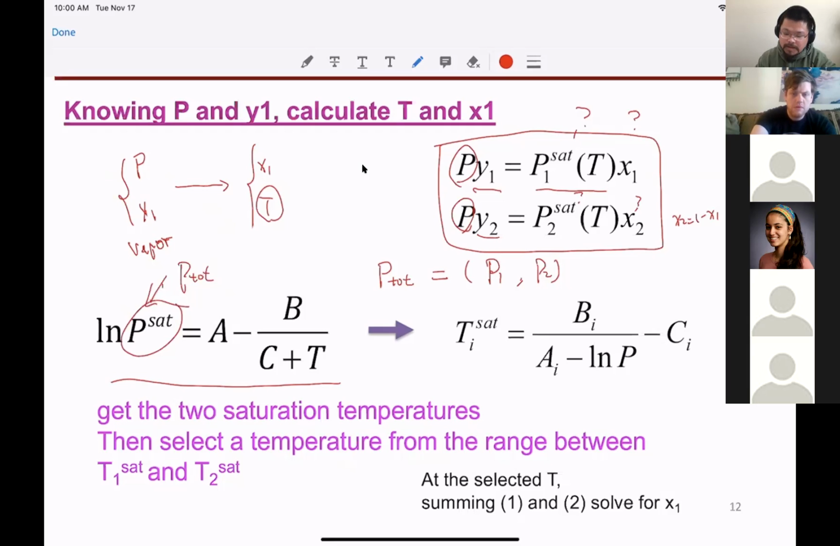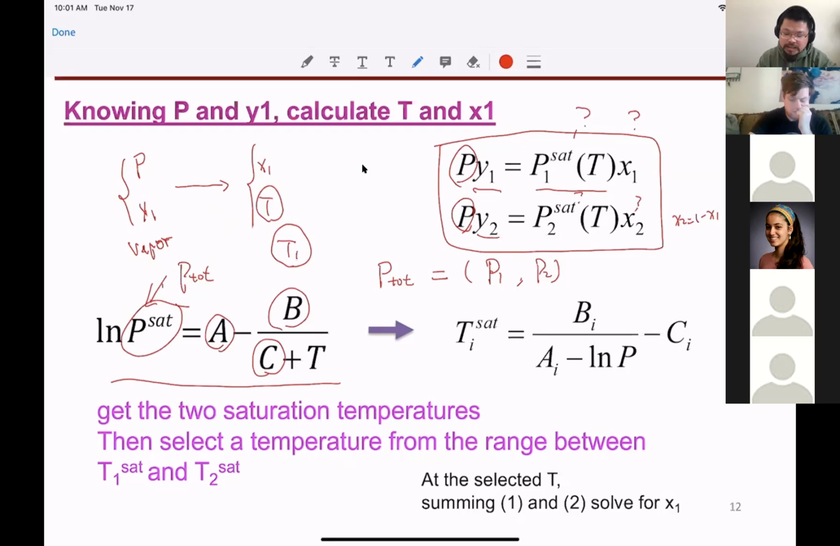Okay. And then over there, I'm going to have the T1, assuming the pressure is completely from component 1, because the A, B, C, those would be the coefficients with respect to each chemical species. So if I look up the A, B, C value for component 1, and I assume that the P total is purely coming from component 1, I can figure out the temperature.